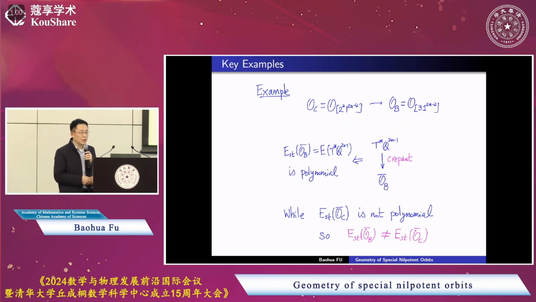So one baby example, in type C, you consider this special nilpotent orbit, and this is Langlands dual to this orbit in type B. And for this type B case, you have a crepant resolution which resolves the singularity of this orbit closure. So in particular, you can really compute the stringy E-functional of this one. Because this is a crepant resolution, the stringy E-functional downstairs is the same as the usual E-functional upstairs, but this is smooth, so this becomes a polynomial. But in the type C case, you can really compute this one, and you find it's not a polynomial. So in particular, these two are not the same. Although these two are dual, they have different stringy E-functionals.